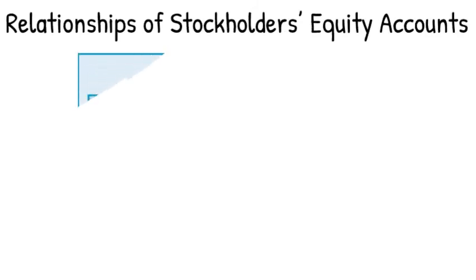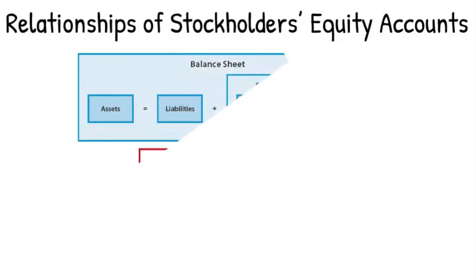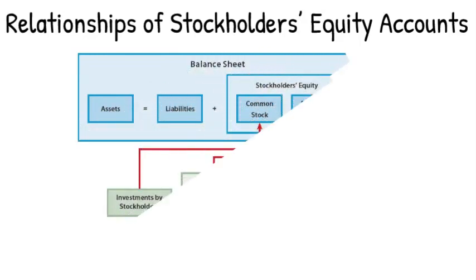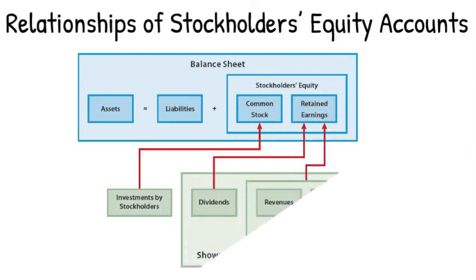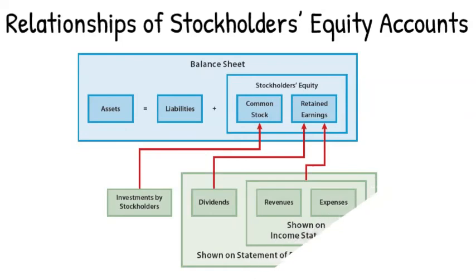Let's keep in mind our accounting equation. Assets equals liabilities plus stockholders' equity, which is comprised of common stock and retained earnings, and dividends and expenses reduce that stockholders' equity.